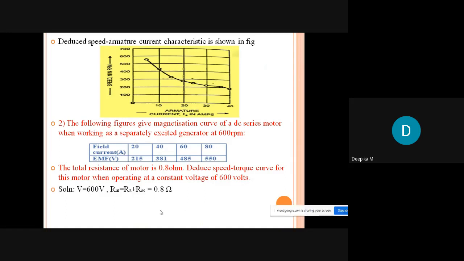The supply voltage, again here it is 600 volts, and the motor resistance is nothing but armature resistance plus series resistance, which is nothing but 0.8 ohm. And again, it is the same as the armature resistance, which is 0.8 ohm. And here the first speed we are taking as 600 rpm. What is the speed? It is the speed of the motor when it is operating as a separately excited generator.